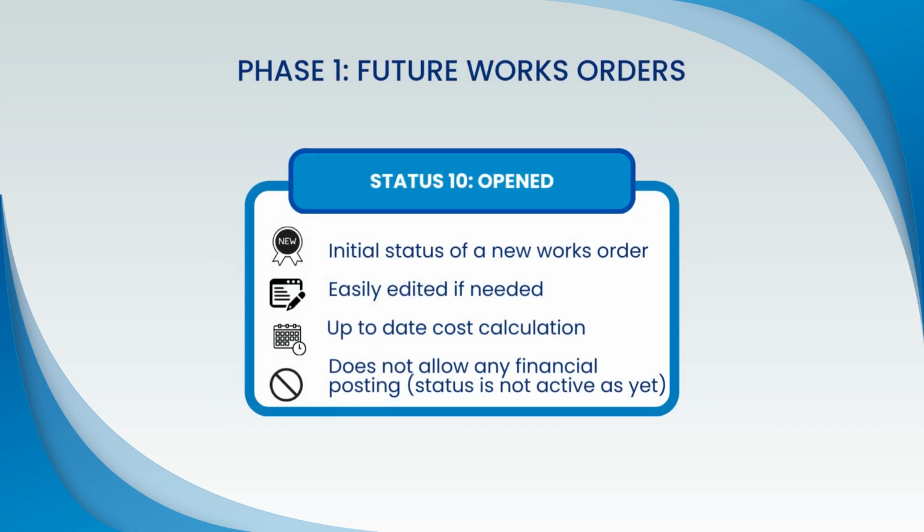Status 10. Opened. This is typically the initial status of a new works order. On this status, a works order can be easily edited if necessary. It will also maintain an up-to-date cost calculation, so that its materials and overheads are refreshed to live costing whenever referenced. It does not allow any financial posting, material overhead, production output, etc., as it is not yet regarded as active.